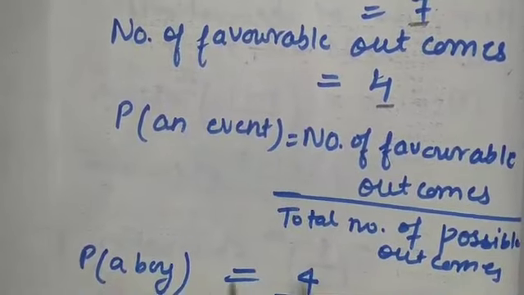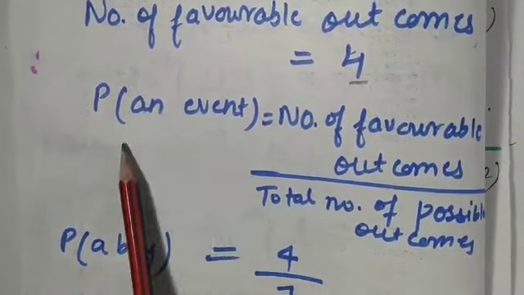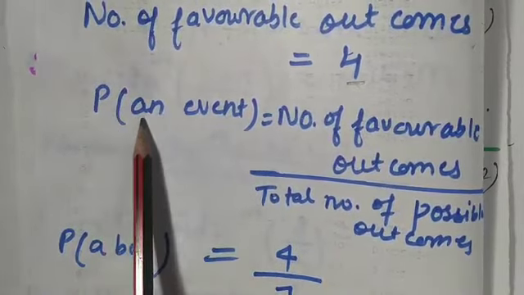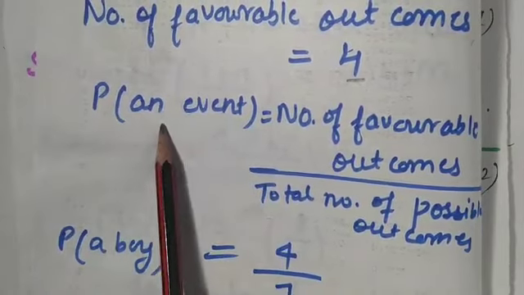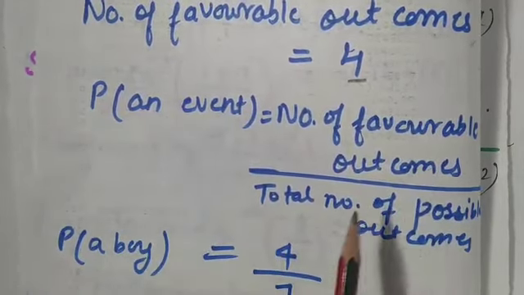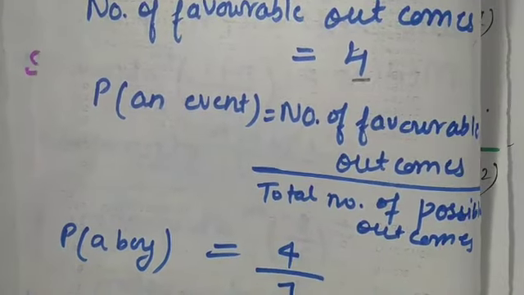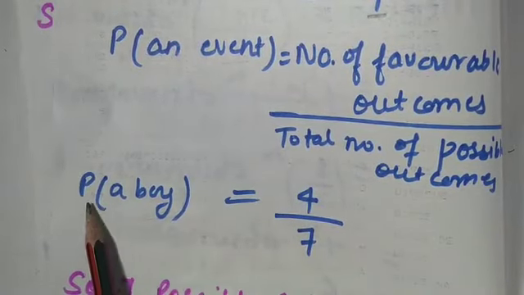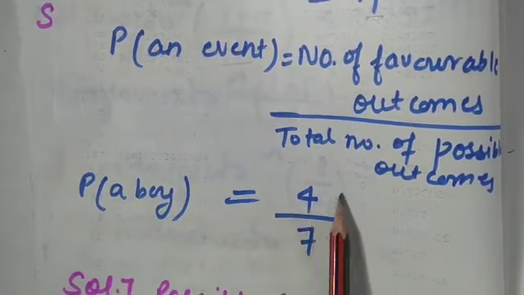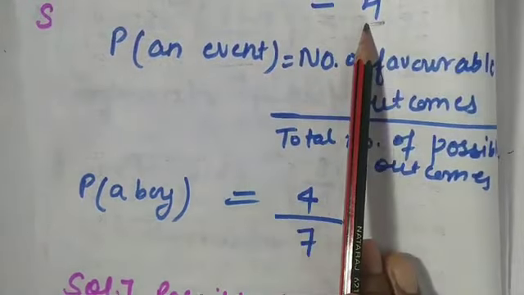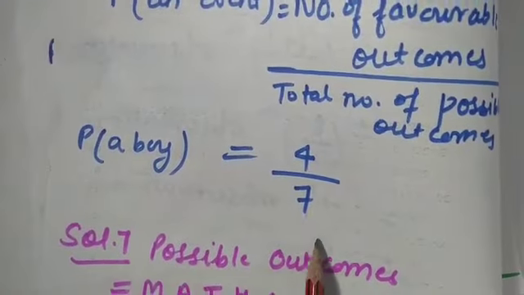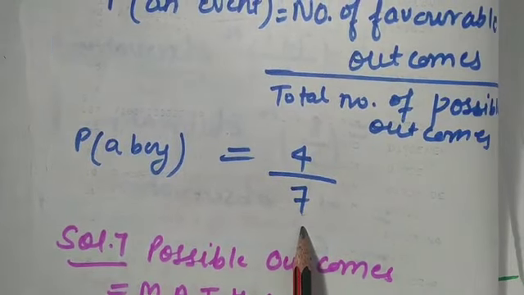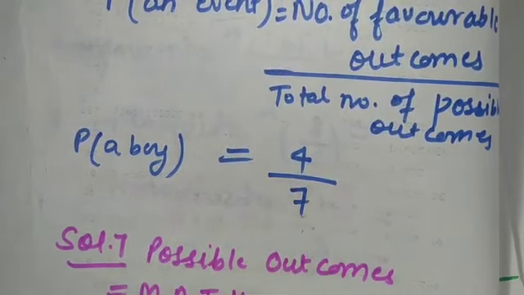Now we know how to find the probability. It is given by the formula: probability of an event is the number of favorable outcomes divided by the total number of possible outcomes. Here the event is a boy, because we have to find the probability of a boy. So probability of a boy is the number of favorable outcomes, that is the number of boys, 4, and total possible outcomes as 7, because we have 7 students in total and we have to choose one boy from these 7. So 4 by 7 is your answer.